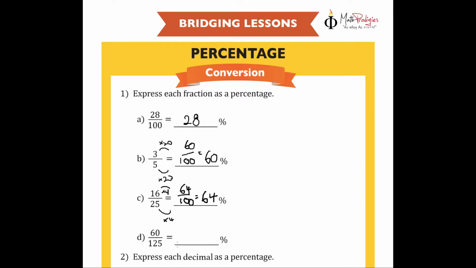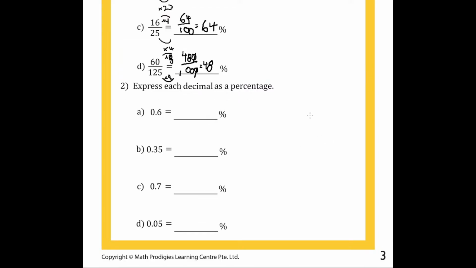Awesome. And one last one, the most challenging one over here is 125. What number do we use? Remember? That's right, times 8, right? So times 8, the bottom will become what? 1,000. And what does the top become? 6 times 8 is 48. So 480. So can we cancel off the 0 at the back? Yes, we can. So 48 over 100 is 48%. Awesome. Very, very simple. Okay, moving on to the next part.